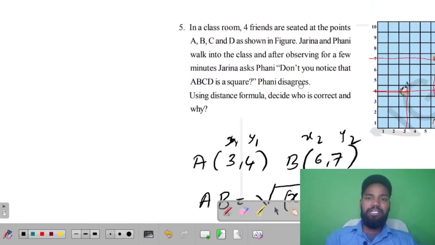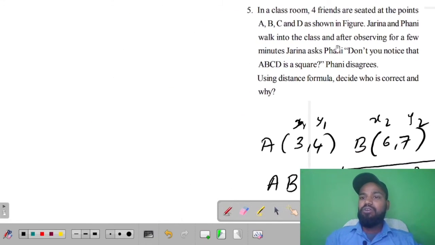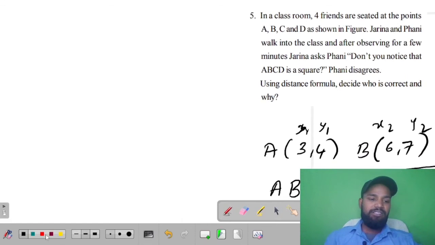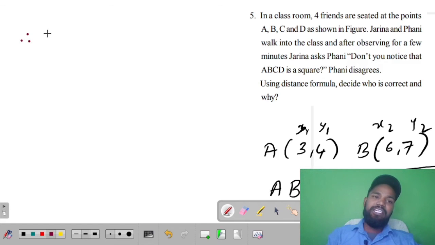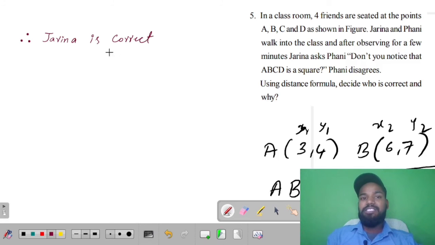So what did Jarina say here? Jarina asks Pani, don't you notice that ABCD is a square? So here Jarina is correct. Yes or no? Yes, Jarina is correct.